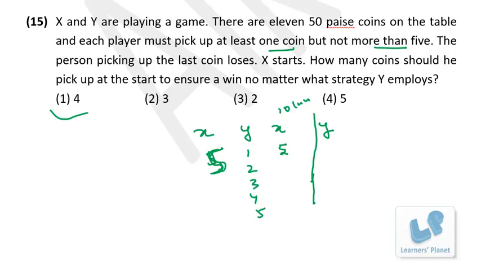Okay, so the remaining 11th coin x will have to pick up. Okay, 5 and 5, 10. So even in this case x will be losing. So this is a single case where x will not be losing at all, whether y picks up 1 or 2 or 3 or 4 or 5 in his chance. So I hope that's clear.